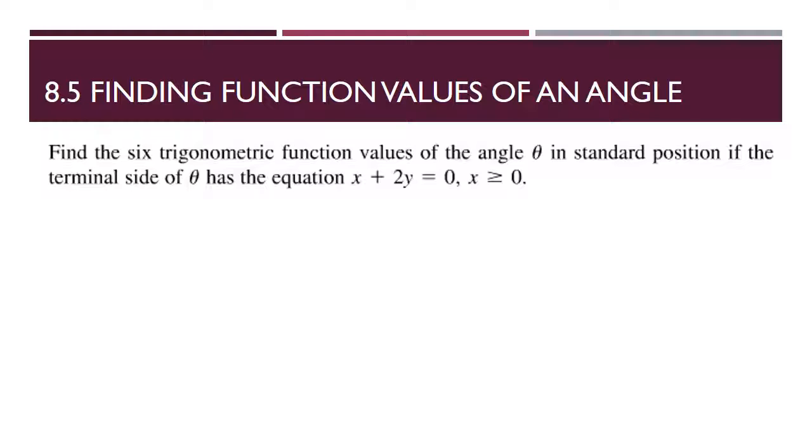So we're going to find the 6 trig function values for the angle theta in standard position if the terminal side of theta has the equation x + 2y = 0. So there's the equation of the line for the terminal side, and we're only going to draw that line for numbers for x that are greater than or equal to 0. Just pause the recording, give this a try, and resume to check your answer.